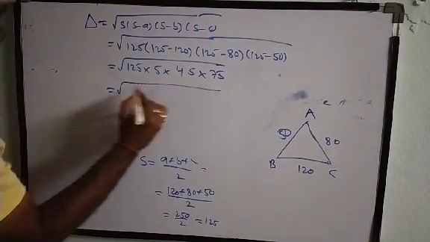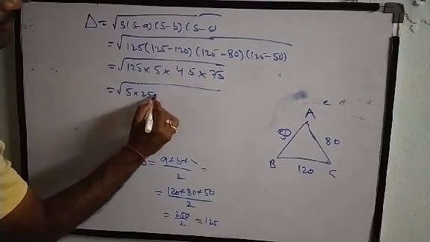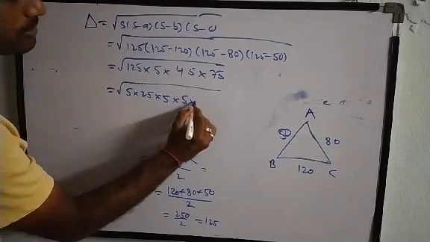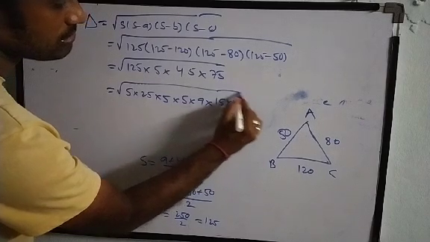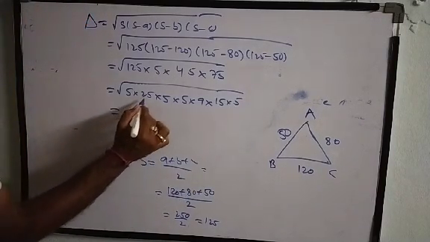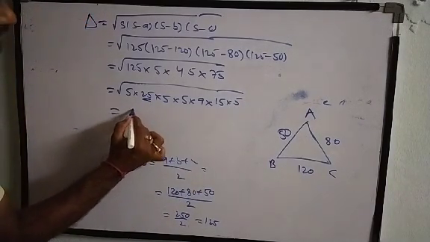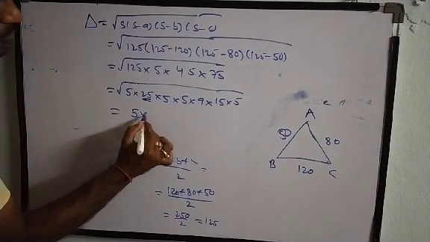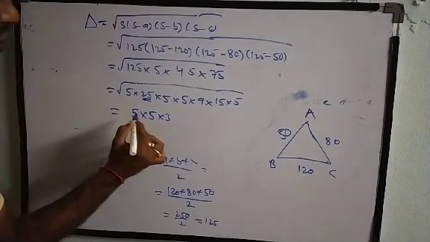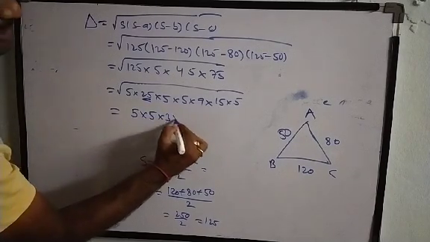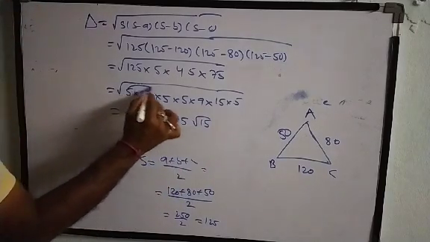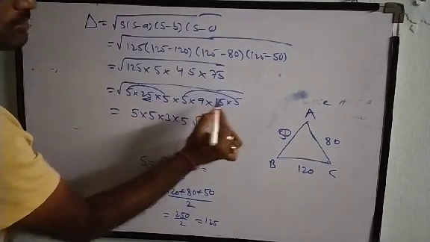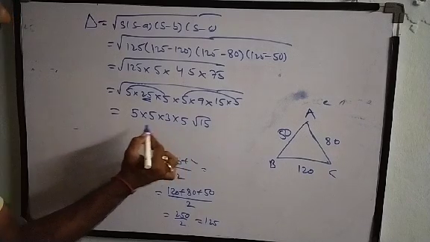So this can be written as 5 into 25 into 5 into 5 into 9 into 15 into 5. So here 5 will come out, here 5 will come out. So 5 into 5 into 3 into 5 into root 15. So in these two, 1 5 will come out, in these two, 1 5 will come out, in here 3.